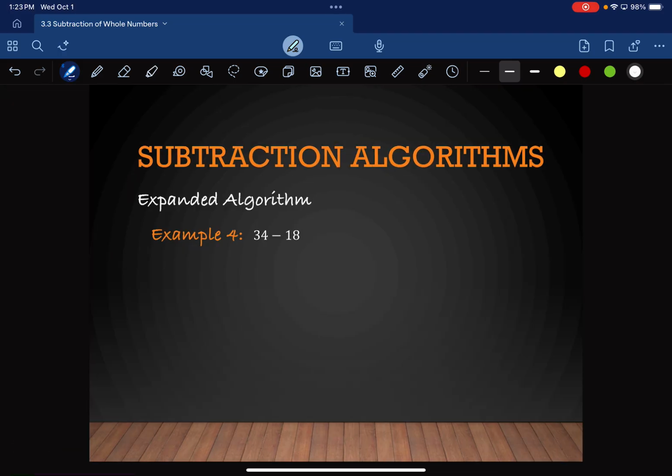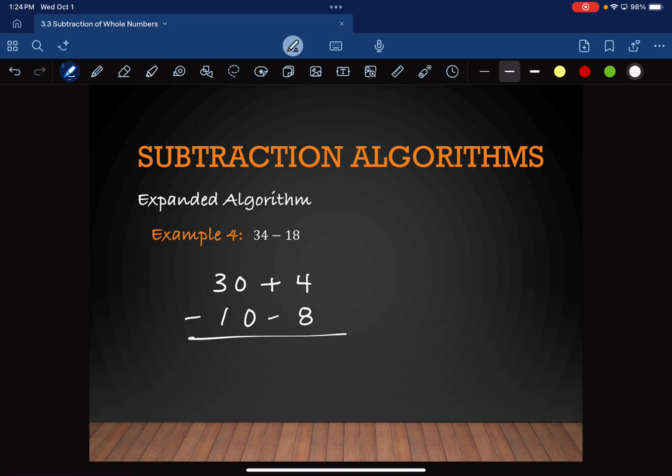Now there's one that's sort of in between that approach. This is called the expanded algorithm. So the expanded algorithm looks like this. Instead of writing it as 34, we're going to write it as 30 and 4 separately. And we're going to write it as subtracting 18 and subtracting 10, and subtracting 8. So we're breaking it apart by place value. So we're recognizing that 34 is 30 and 4, and 18 is 10 and 8. And the reason there's 2 subtractions here is because I'm supposed to be subtracting all of that from the first number. Does that make sense?